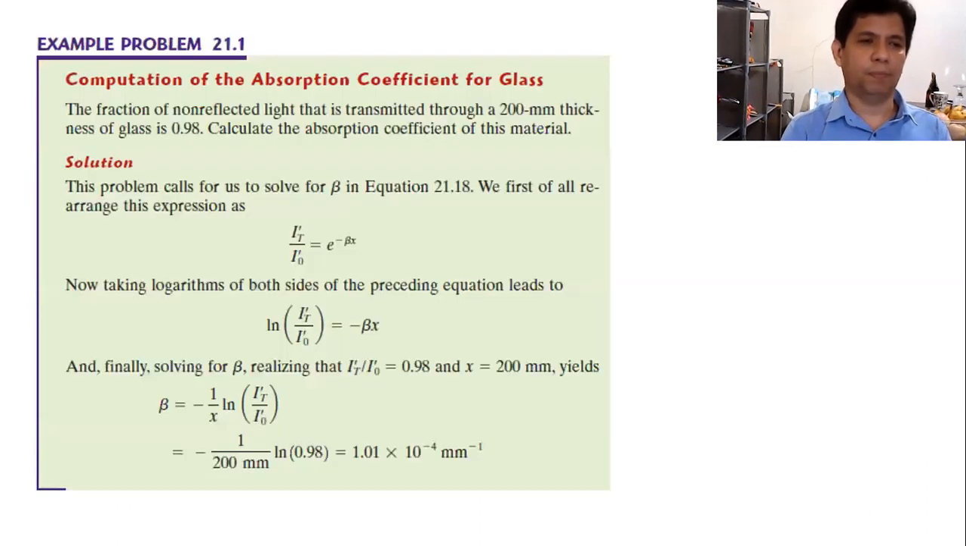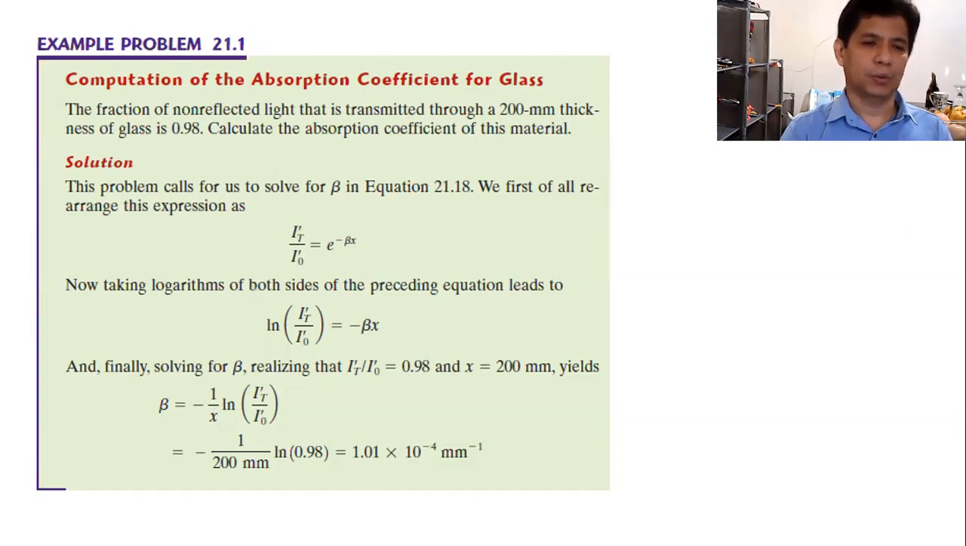So let's try to solve example problem 21.1. The fraction of non-reflected light that is transmitted through a 200 millimeter thickness of glass is 0.98. Calculate the absorption coefficient of this material. The fraction, 0.98, is just I sub T divided by I sub O, and the 200 millimeters is the thickness of the material. We only need to find beta.